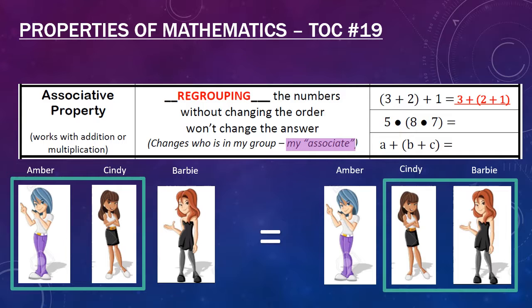So they're saying that I can change who's in those parentheses as long as it's addition and not change the value of the numbers or the final answer.